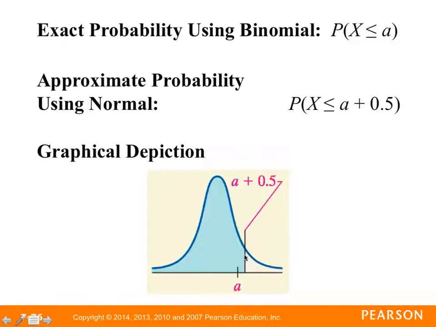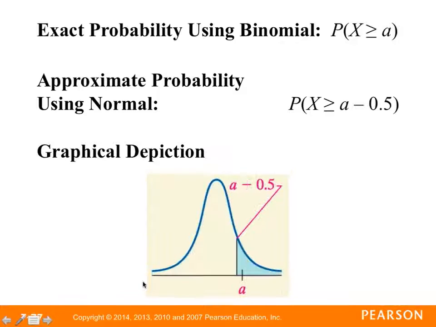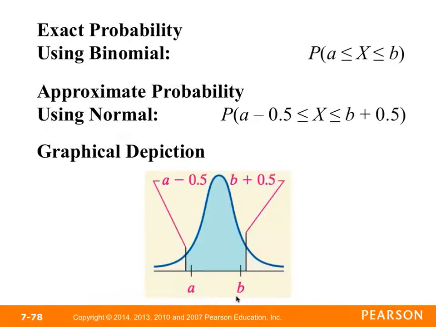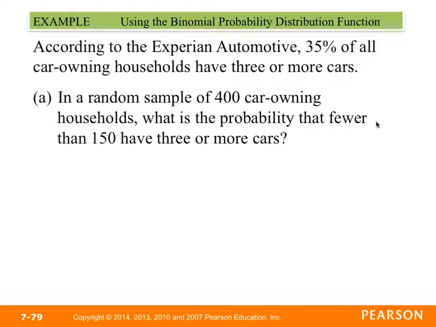And then we find the probability that x is less than that. If we wanted greater than, then we still have to use the same continuity correction. We subtract 0.5 though, and that's shown on your chart on page 358 as well. And then if you want the probability that x is between A and B, you subtract 0.5 from A and add 0.5 to B, and then find the probability between. So we're going to look at a couple of examples.